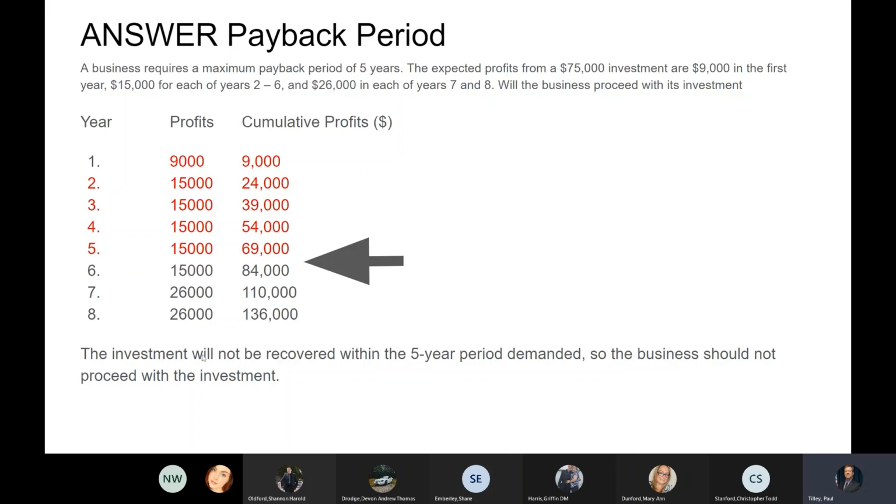But the investment needs to be recovered in 5 years. If we can't do it within 5, we can't do it. So in this case, it's greater than 5. The basic answer is the investment will not recover in 5 years, so we should not proceed with the investment. That's a pretty straightforward one. There are no calculations involved at all. You just have to lay it out and figure out when we cross that $75,000 payback barrier. If we do it within the time frame, we agree with proceeding. If we can't do it in the time frame, we reject it. In this case, we rejected it.